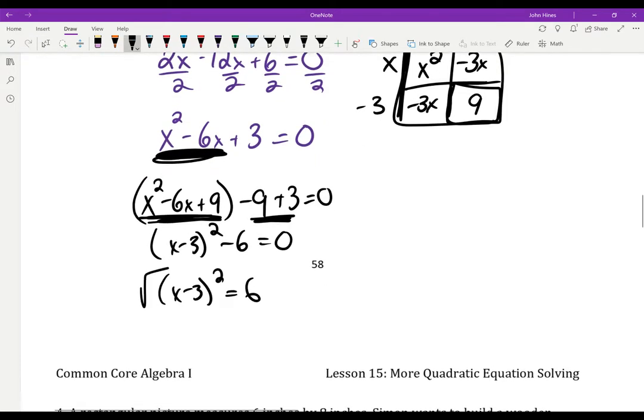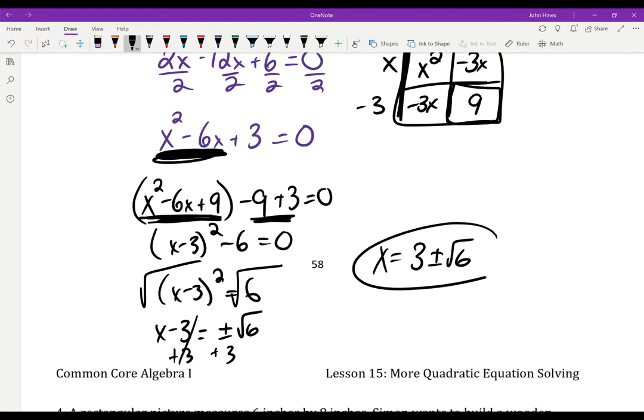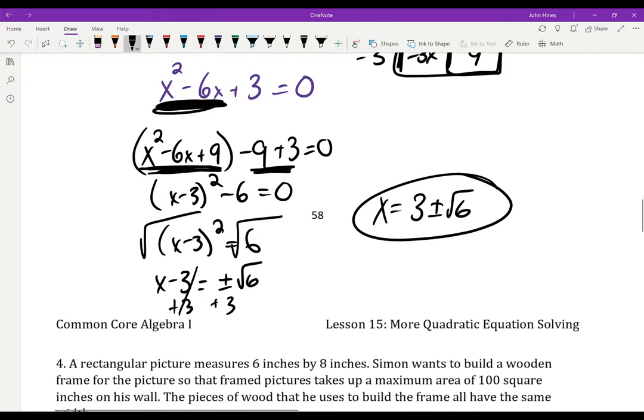We could keep solving this. How do I keep solving this just for fun? You take the square root, but when you take the square root, you've got to think of the quad formula. What's in front of the square root? X equals -b plus or minus. You got to have that plus or minus there. Then we'll add the 3 over. X equals 3 plus or minus the square root of 6. Those are my solutions to this quadratic equation. And remember, this is an irrational number because I have a rational plus an irrational. The sum of a rational and an irrational is always irrational.